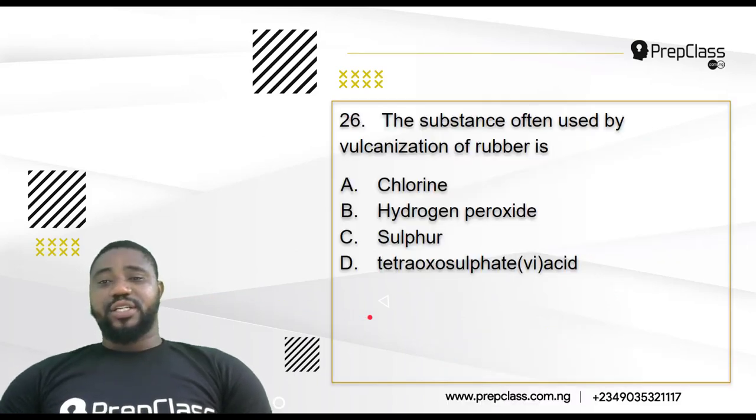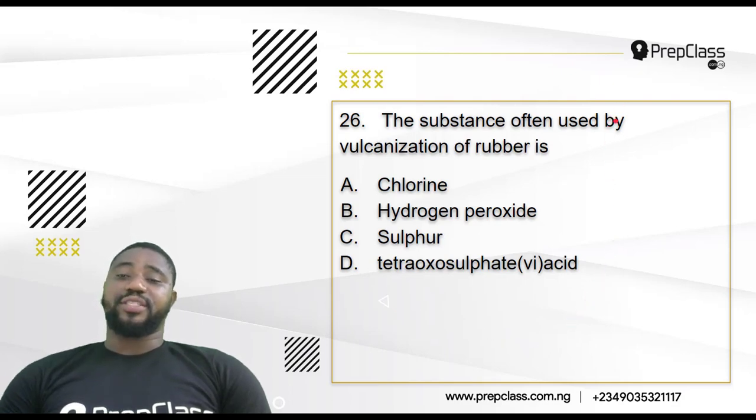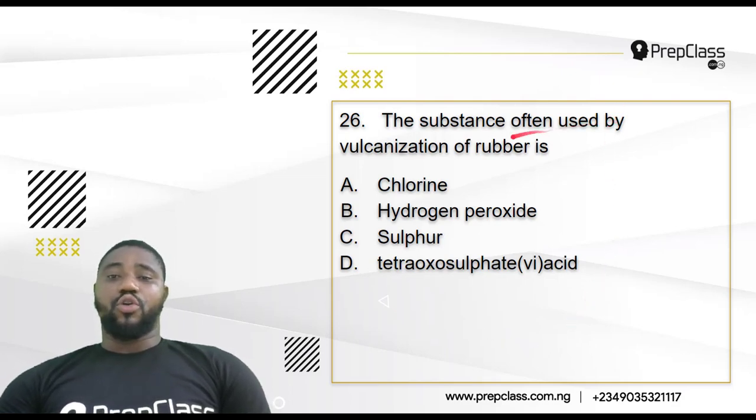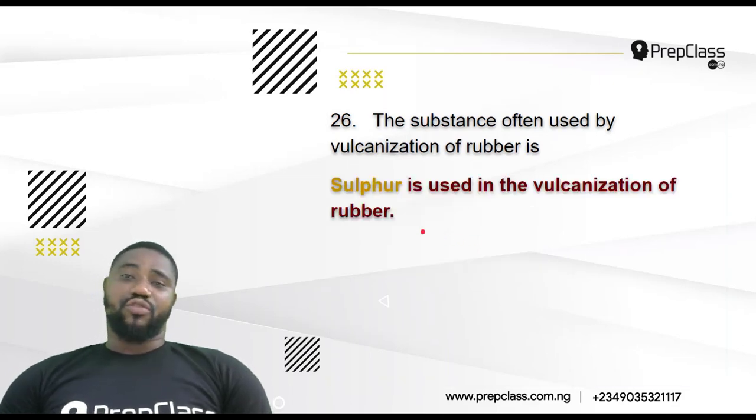26 says, the substance often used for the vulcanization of rubber is: is it chlorine? Is it hydrogen peroxide? Is it sulfur? Is it tetraoxosulfate(VI) acid? The answer is sulfur. Sulfur is used in the vulcanization of rubber.